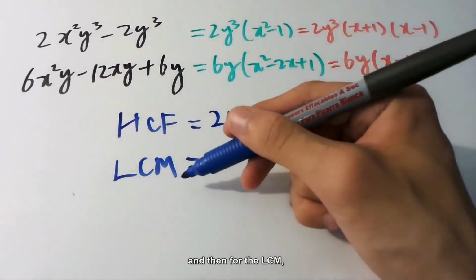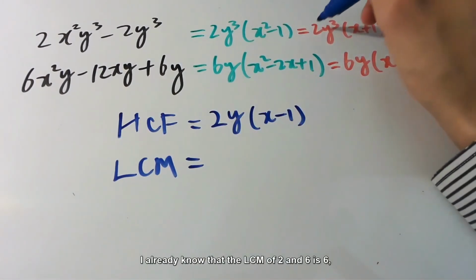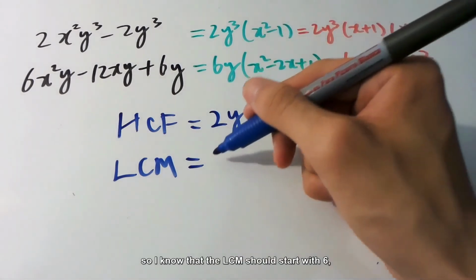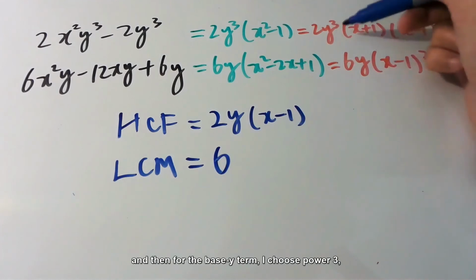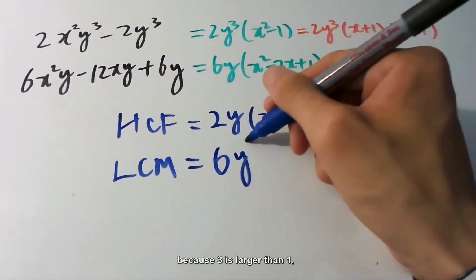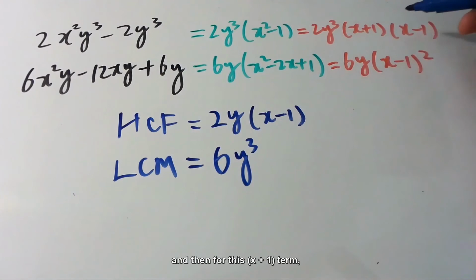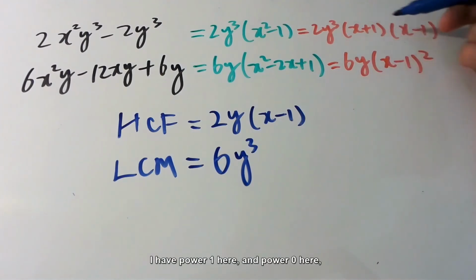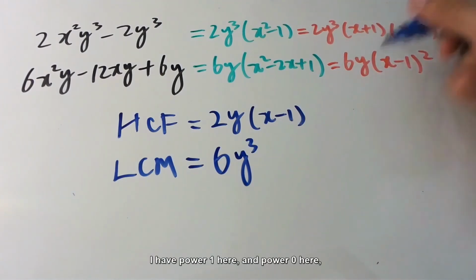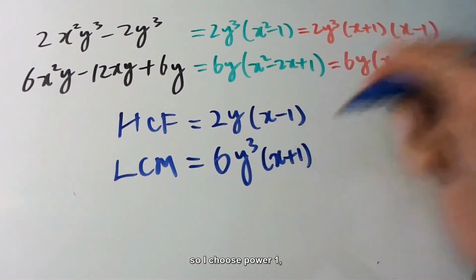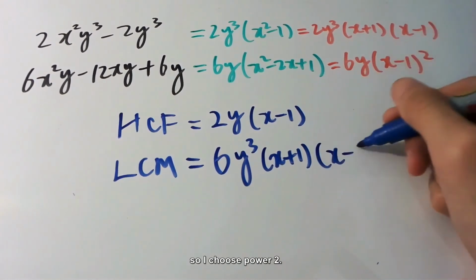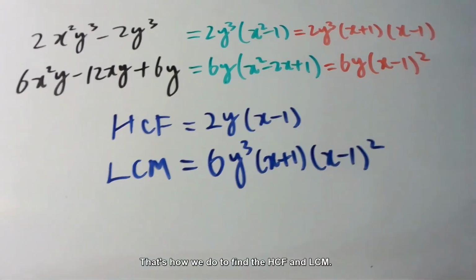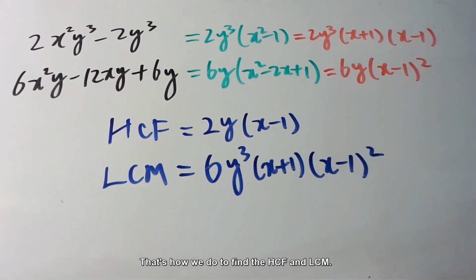And then for the LCM, I already know that the LCM of 2 and 6 is 6, so I know that the LCM should start with 6. And then for the base y term, I choose power 3 because 3 is larger than 1. And then for this x plus 1 term, I have power 1 here and power 0 here, so I choose power 1. And then for the x minus 1 term, I have power 2 here and power 1 here, so I choose power 2. So that's how we do to find out the HCF and LCM.